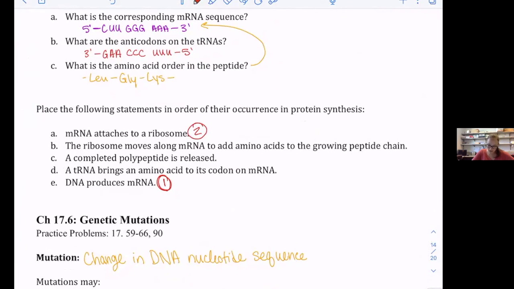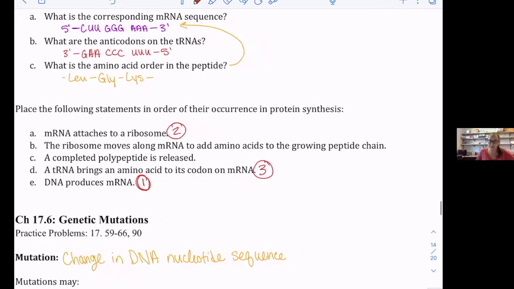Okay, after I read all of them. The next is that the tRNA brings an amino acid to its codon on the mRNA. So that's the third part, the amino acid through the tRNA gets transferred to where the ribosome is. The ribosome moves along the mRNA to add amino acids to the growing peptide chain. So that amino acid that came in on the tRNA gets added to that, step number 4. Lastly, a completed polypeptide chain is released. So that's number 5. You release your final protein chain.